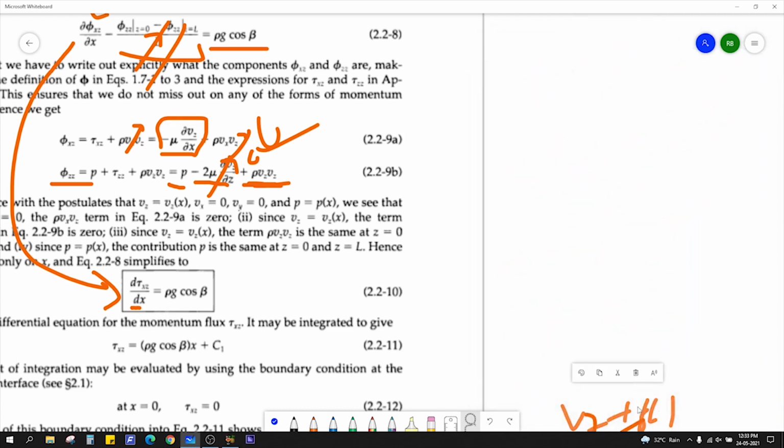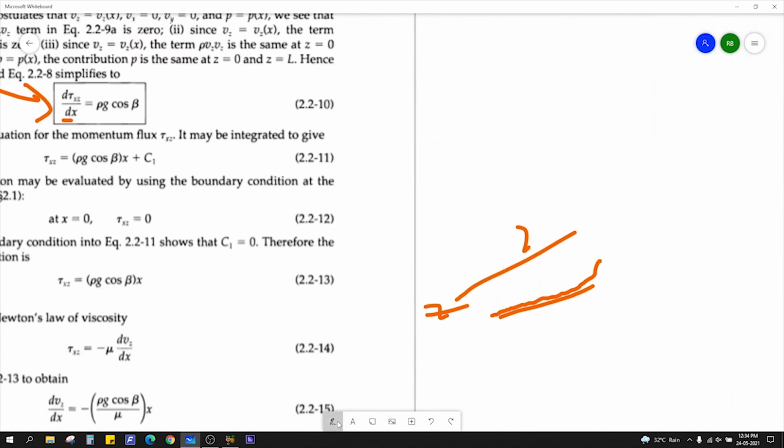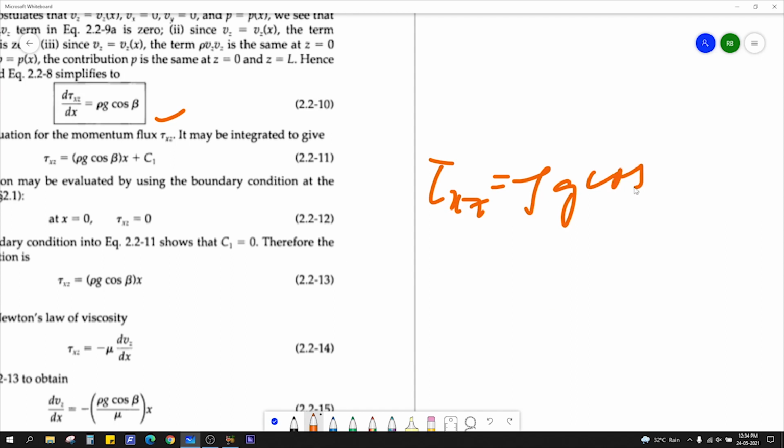Now you simply have to do the integration of this equation. If you integrate it, what do you get? Tau xz equals rho g cos beta x, plus a constant of integration. Now you have to find C.